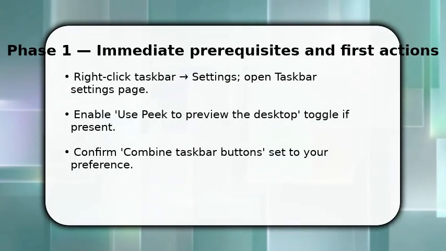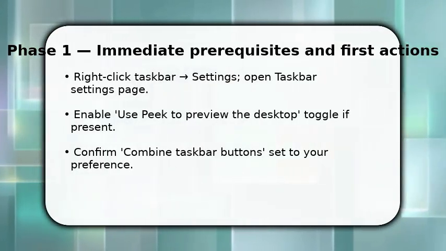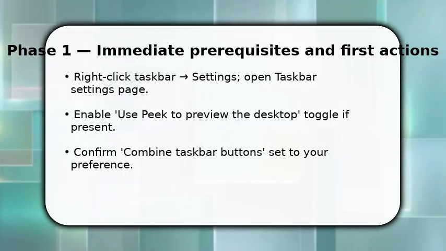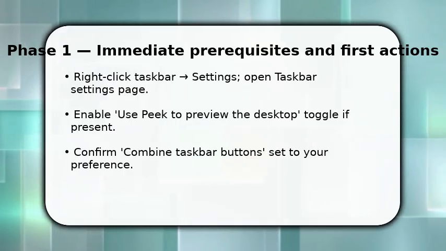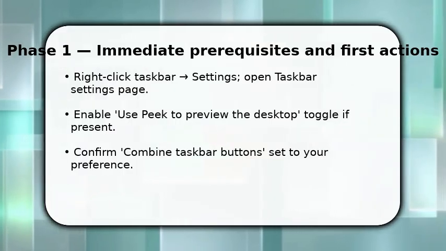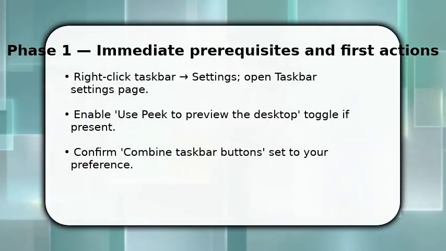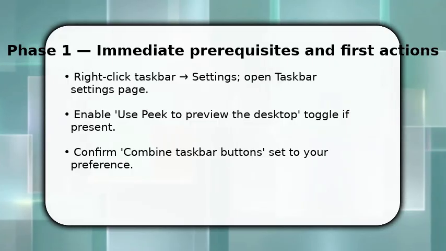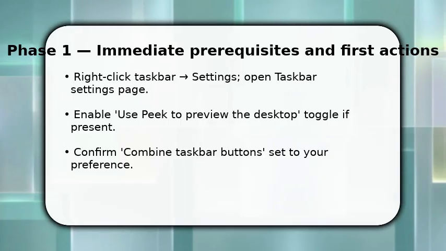You begin by opening Taskbar settings directly. Right-click the taskbar and choose Settings. Once there, make sure Use Peek to preview the desktop is enabled so thumbnails appear on hover. This is the primary toggle that controls pop-up previews. Also check Combine Taskbar buttons, set it to Always, hide labels, or when Taskbar is full depending on how you want grouped previews to behave.